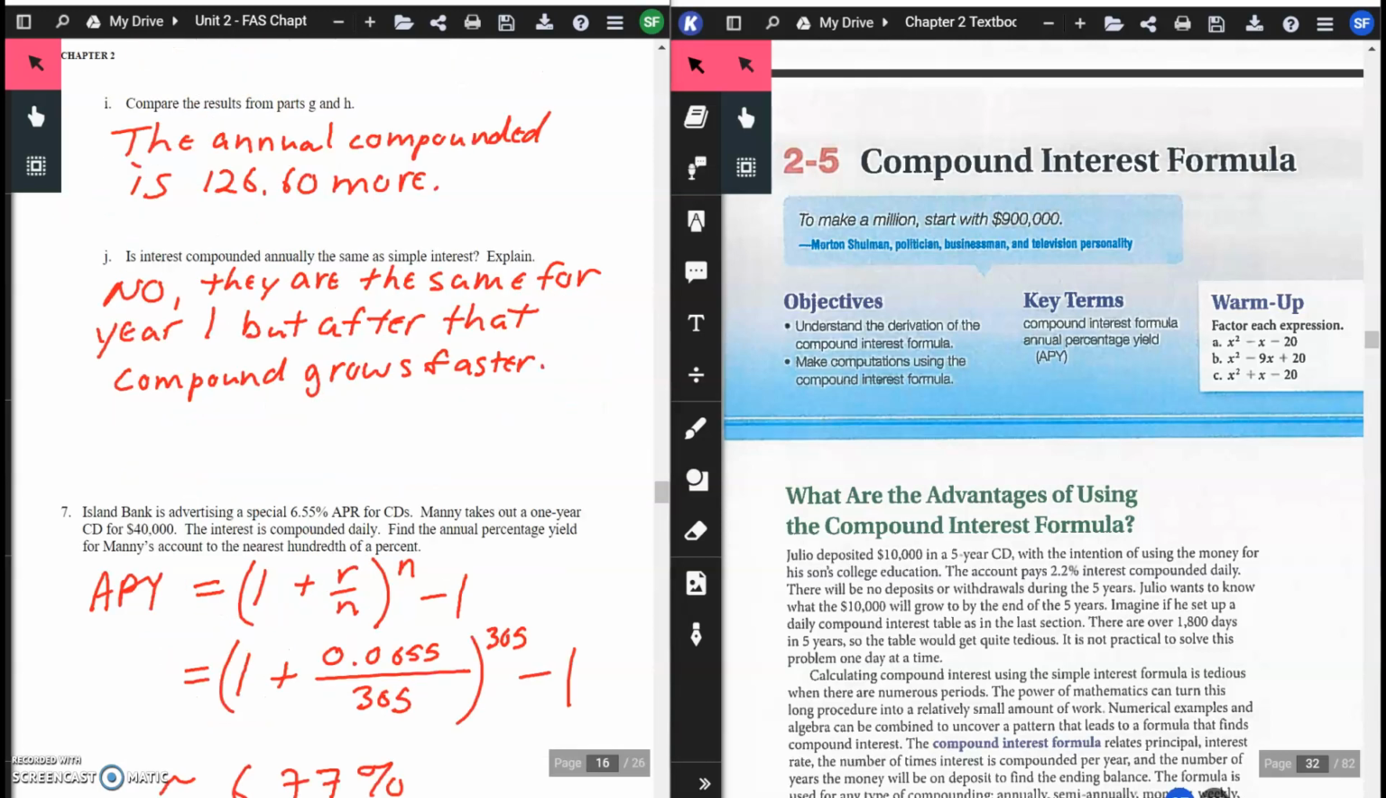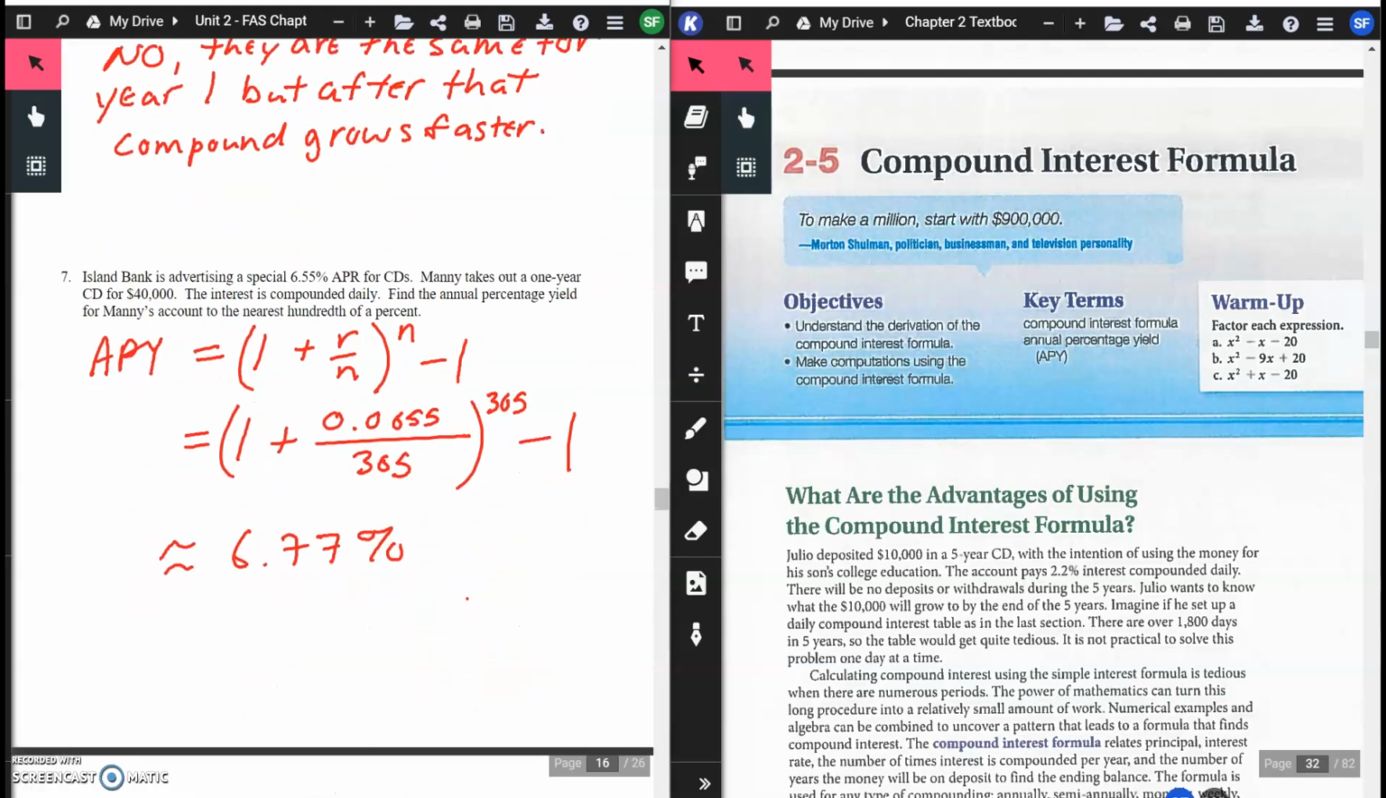So comparing our results from G and H, when you compound annually, you're going to make $126.60 more. And then for part J, the difference between the ending balance formula and the simple interest formula is that simple interest gives you the amount of interest for just 1 year, whereas the ending balance formula gives you interest over the life of the loan. So they are the same for year 1, but after that, the compound interest always grows faster, because you're always starting with a new starting balance.